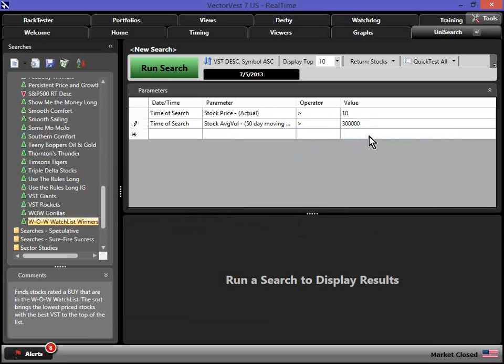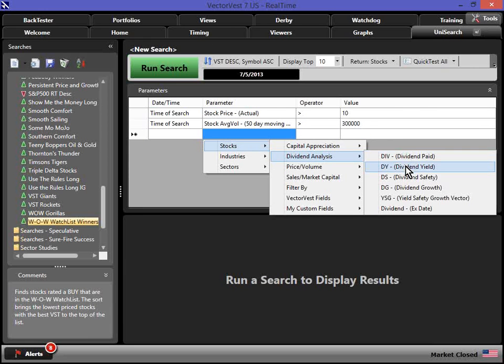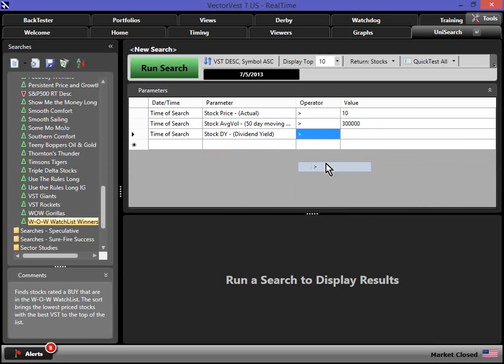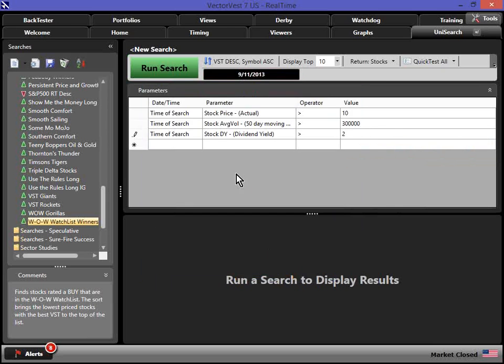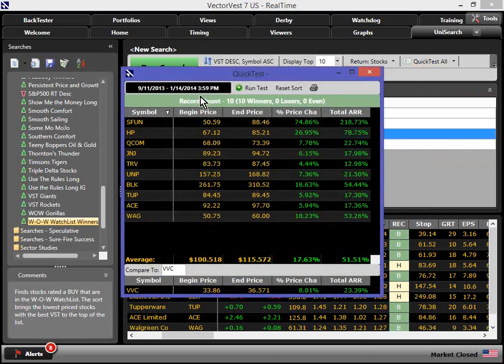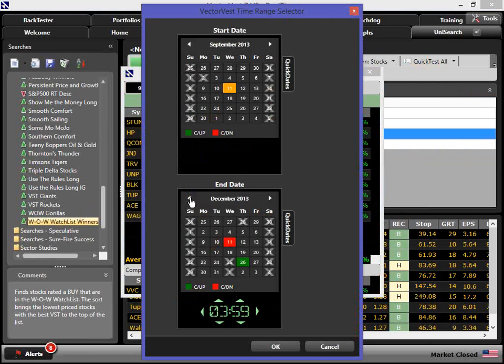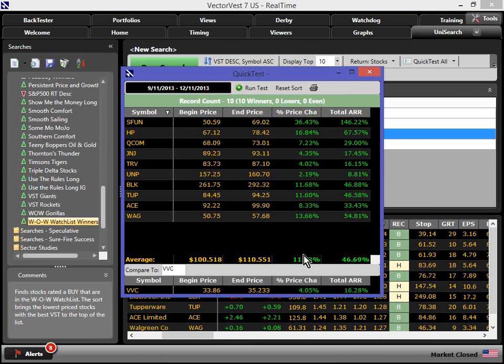All right. So what do we say? Dividend yield over 2%. So you're going to come to the parameter box, go to stocks, dividend analysis, dividend yield, greater than, custom value, 2%. Now keep in mind, let's keep this simple, let's go to September 11th because we've been using that this whole time. As you build your search, what you could do is run your search and quick test it, and you can start to see if you're making it better or if you're making it worse. All right, so here we ran it. Wow, we've got a pretty good search as it is. 10 winners, no losers, 11%.